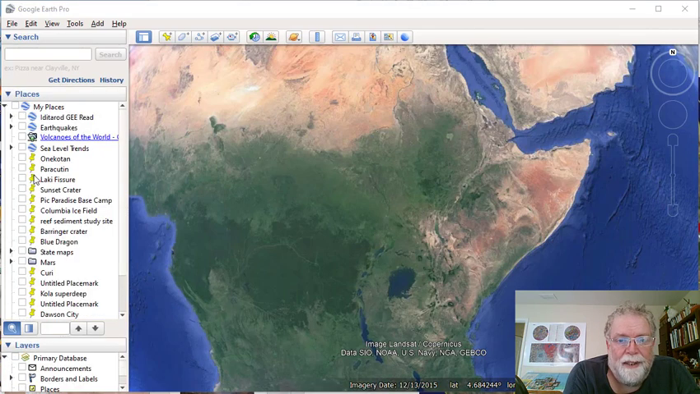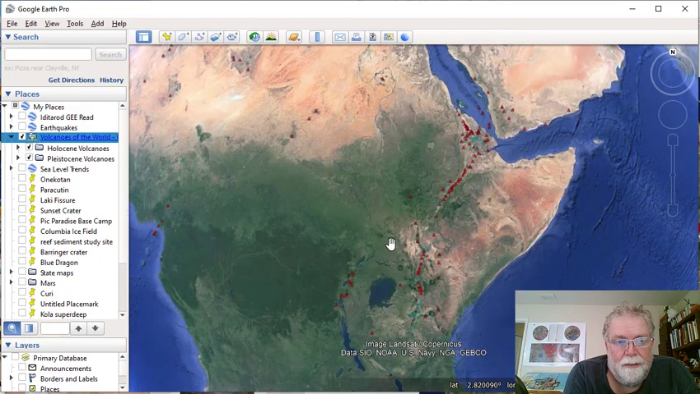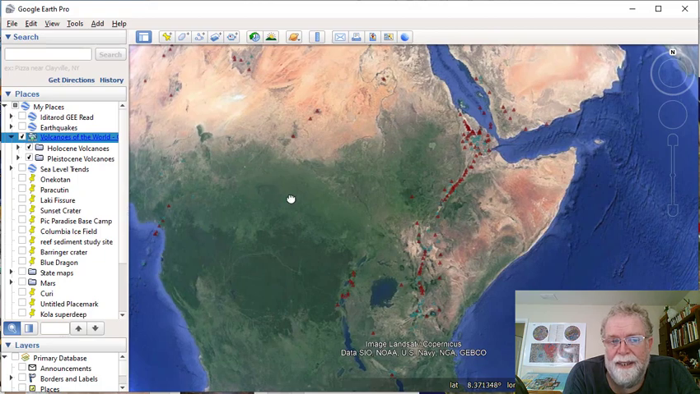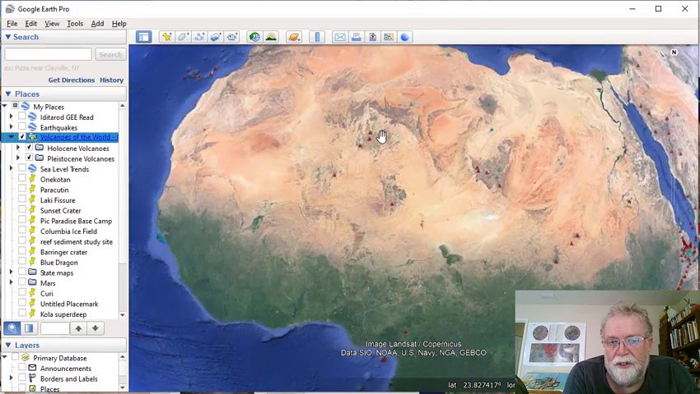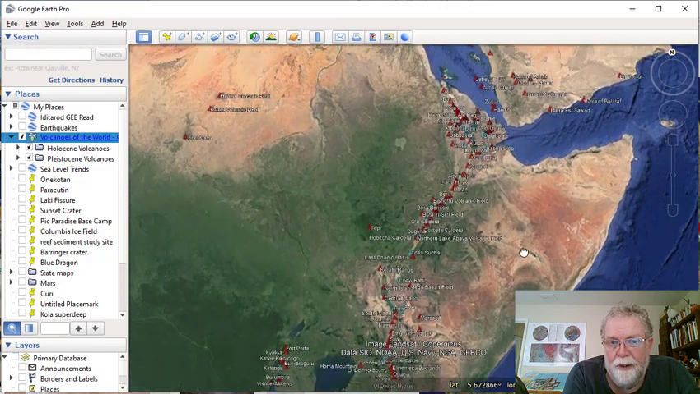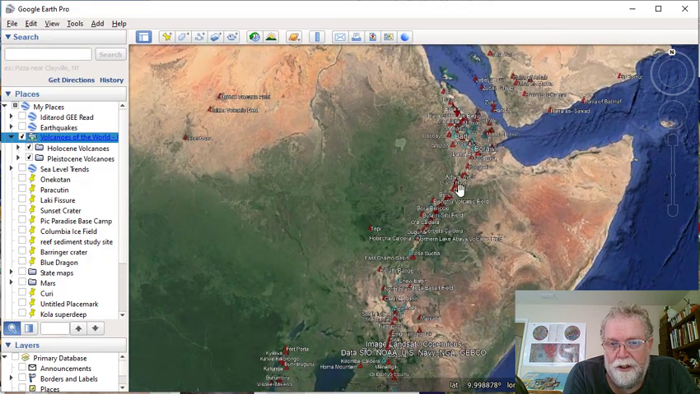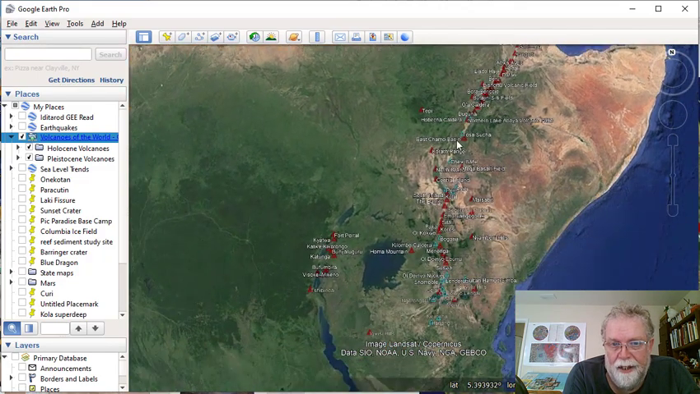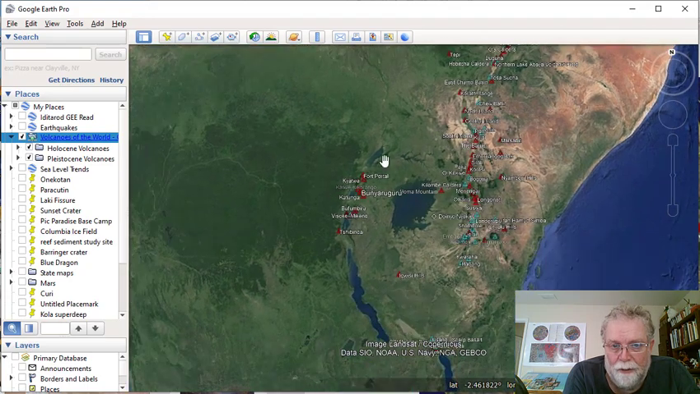Okay, there's all my stuff. And so if I kick in volcanoes, that's going to add a layer of volcanoes to Google Earth here. Sometimes it takes a minute. There we go. And so we can see that generally we have scattered volcanoes, especially in the Sahara. But if we come down here, we see a remarkable accumulation of volcanoes running right down that rift, and actually around Lake Victoria.